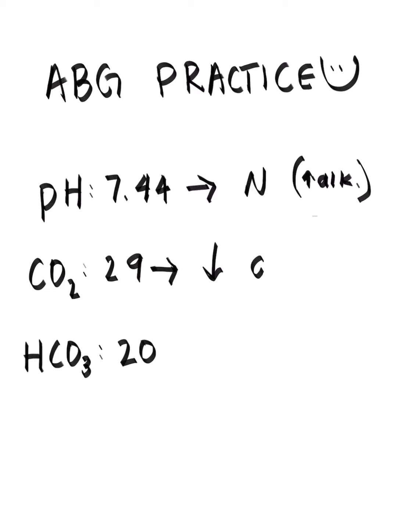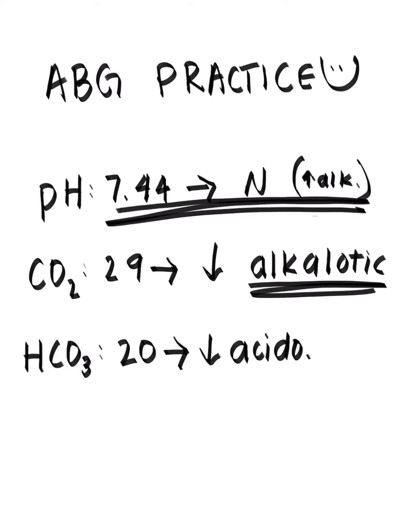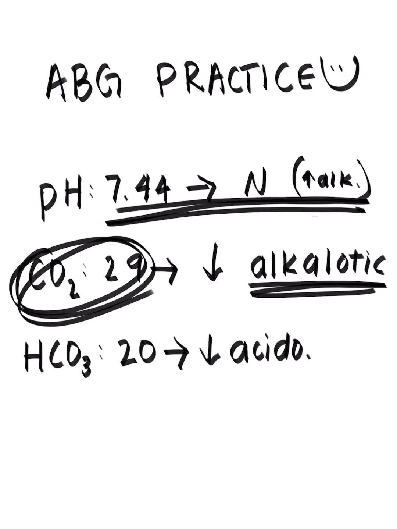Next, our CO2. Our CO2 here is low, contributing more towards an alkalosis, and we know that our pH is leaning more towards the alkalotic side. Next, we have our bicarb. Our bicarb here is also considered low, and we know that low bicarbs contribute towards acidosis, which tells us we have some sort of respiratory alkalosis going on here because our pH is normal, but it's leaning more towards the alkalotic side, and our CO2 is out of normal range.